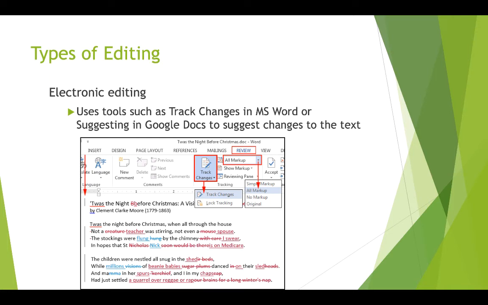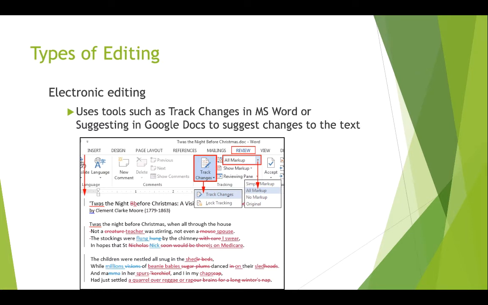Electronic editing is done on the screen and uses tools such as track changes in Microsoft Word or the suggesting feature in Google Docs to suggest changes to the text. Such tools enable writers or clients to accept or to reject changes. It's really important for editors to always rely on tools such as track changes so that they don't take over a text or make changes that a writer or client may not agree with.